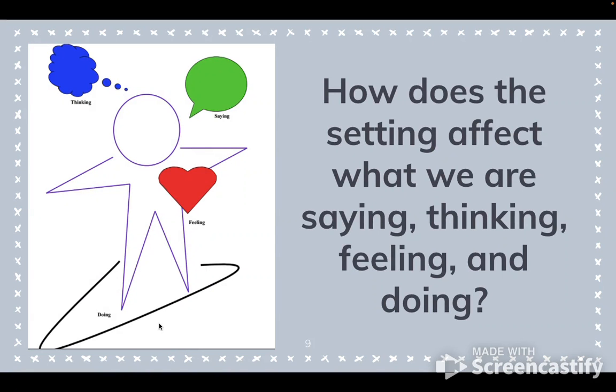So, how does the setting of home affect what we are saying, thinking, feeling, and doing? Because the answer is not because we are at home. The answer is because we feel safe at home. Because our setting makes us feel safe, we are going to be relaxing. Because our setting of home makes us feel comfortable, we are going to be saying personal things. We're going to be relaxing. We're going to be feeling comfortable.